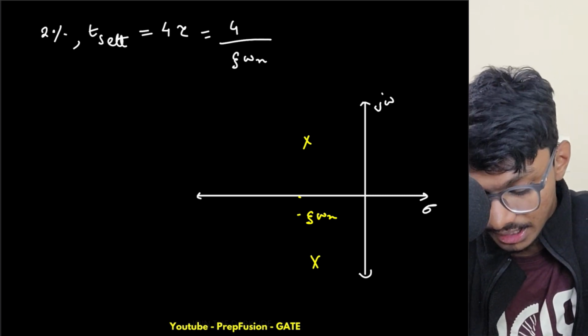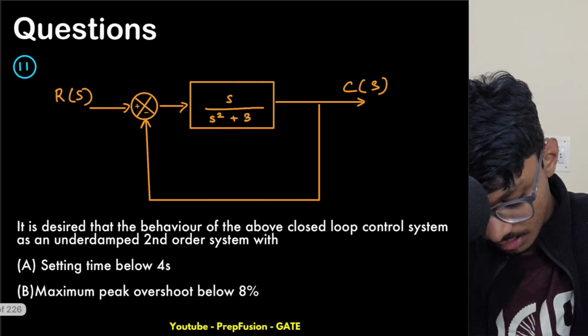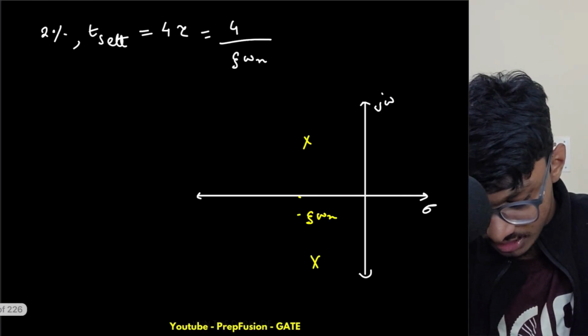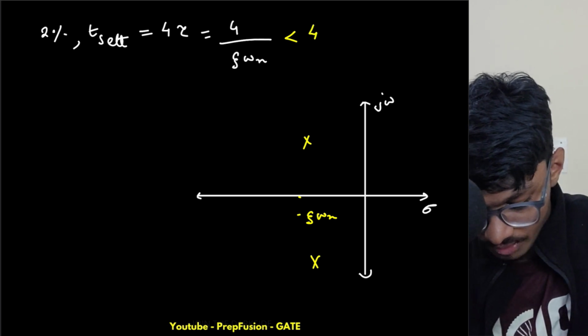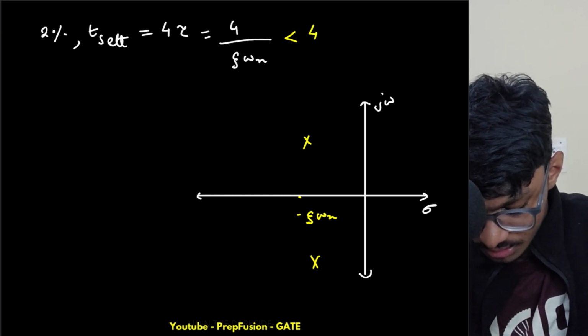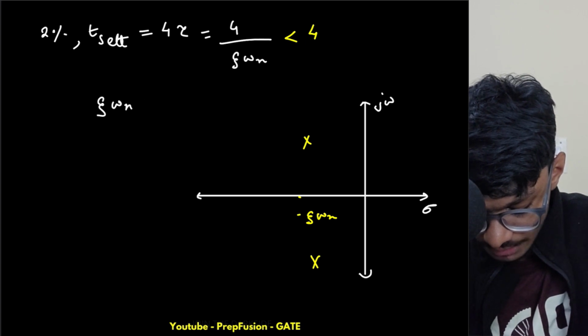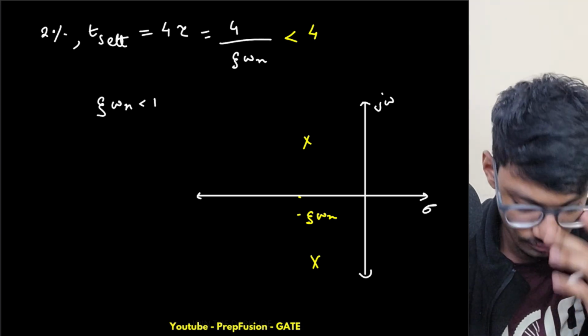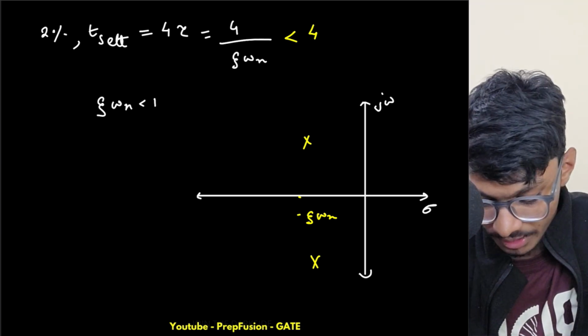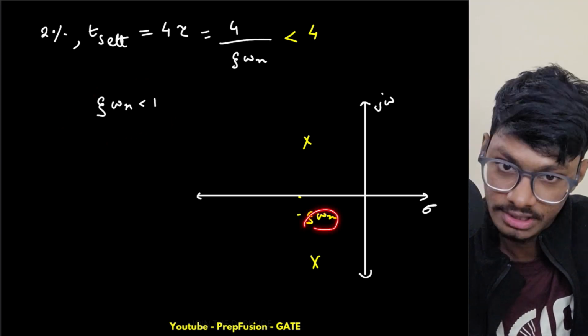So the settling time needs to be below 4 seconds, so this has to be lower than 4 seconds. So my zeta omega n has to be lower than 1. I will solve using two methods, first using the Routh array. So zeta omega n is less than 1.